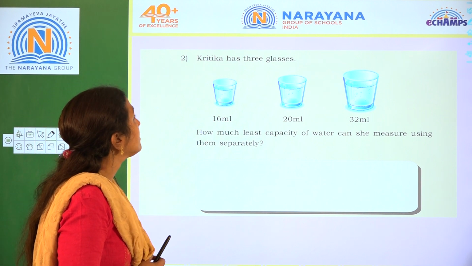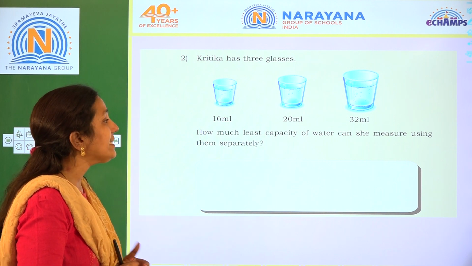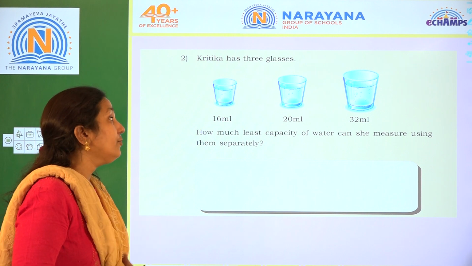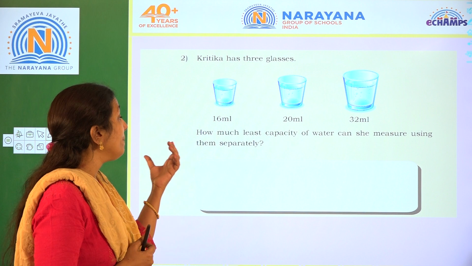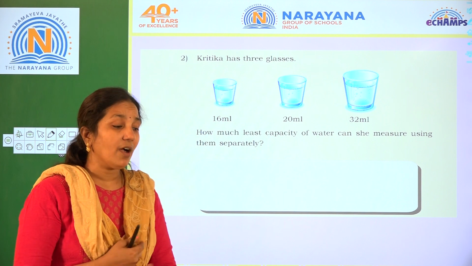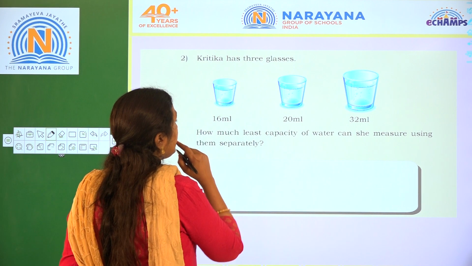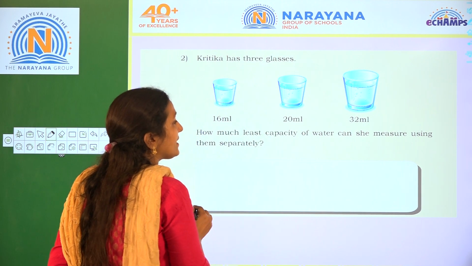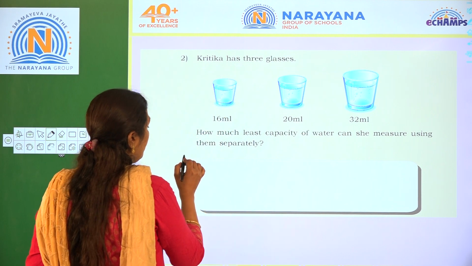Kritika has 3 glasses. What are they? 16 ml, 20 ml, 32 ml. How much is the least capacity of water she can measure using them separately? So here we have to find the least capacity of water she can measure separately. For that we have to find the LCM of these 3 capacities. The capacity of the first glass is 16 ml, of the second glass is 20 ml, and of the third glass is 32 ml.